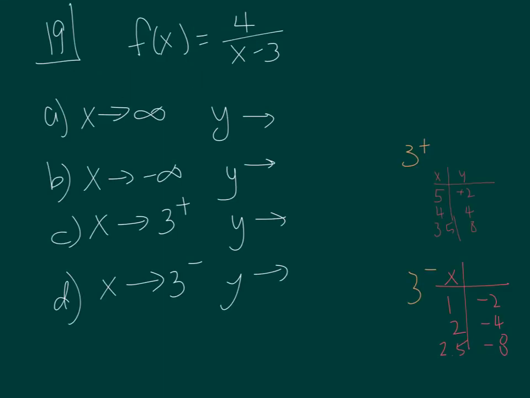Number 19, the question says, describe what happens to this function as we approach each value. So thinking first about x goes to infinity, that means that this x here is a very, very large number. So the bottom will be a very large number. 4 over a very large number means that we're approaching 0. Similarly, if we put -infinity here, this would be a very, very negative number. 4 over a very large negative number goes to 0 as well.